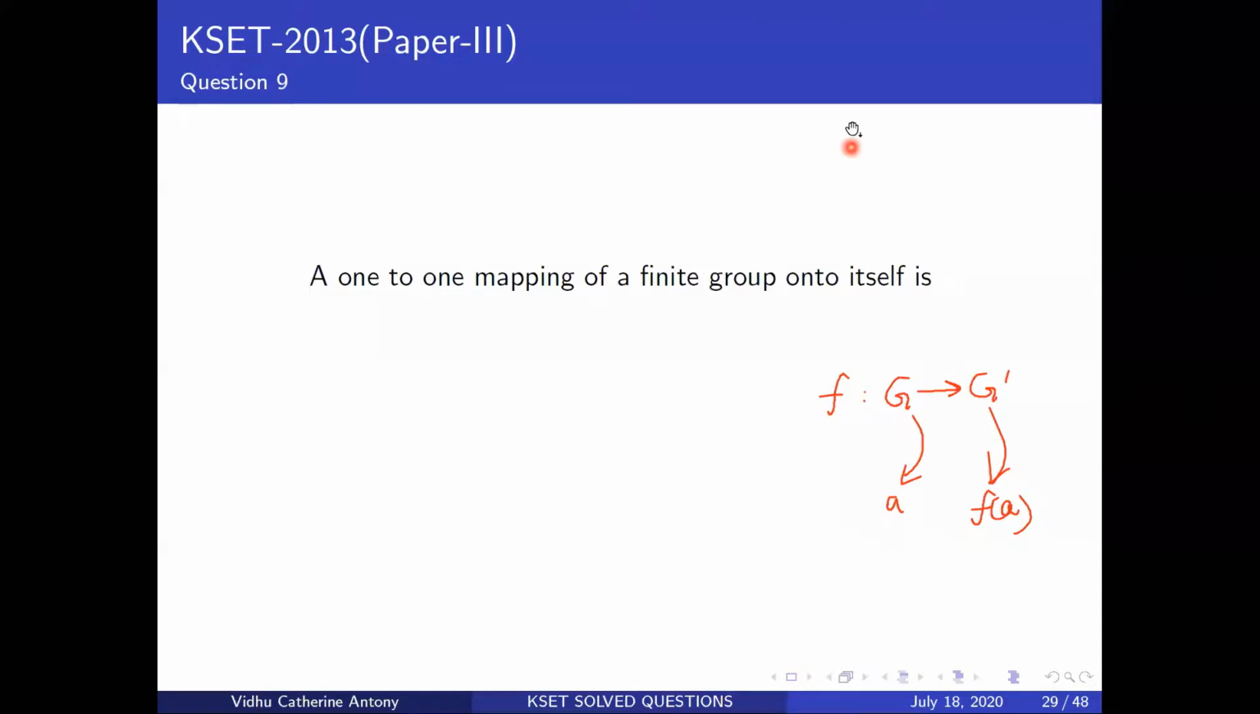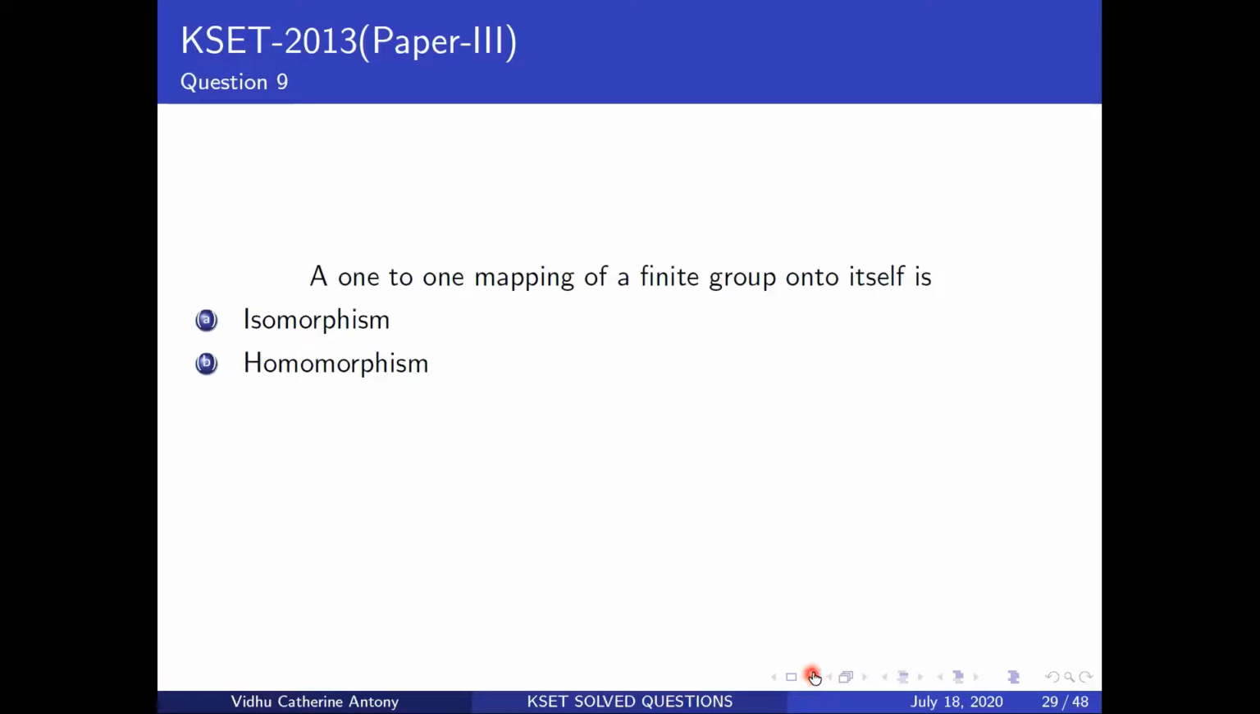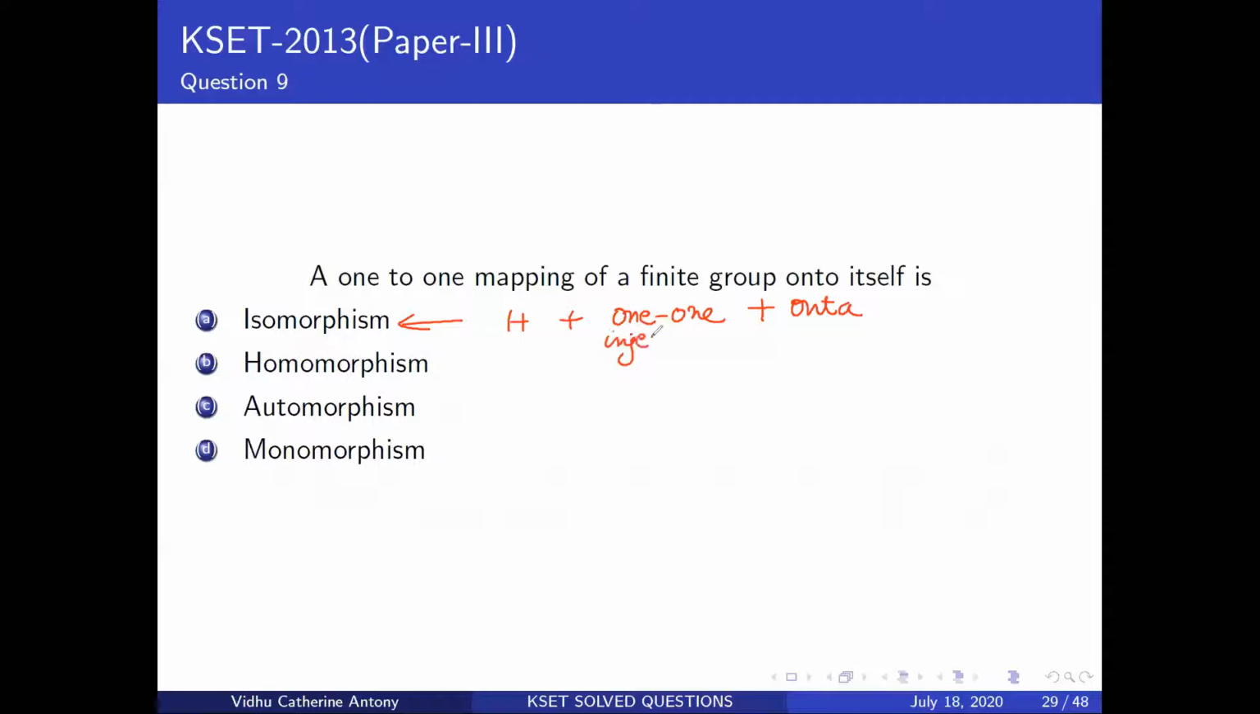Now this is something that you can probably answer. Try answering on your own. If you have a one-to-one mapping of a finite group onto itself, what is it? Is it an isomorphism, a homomorphism, an automorphism, or a monomorphism? When you're looking at your isomorphism, it's a homomorphism plus you have one-to-one and you have onto. So you basically have an injective function plus your surjective function.